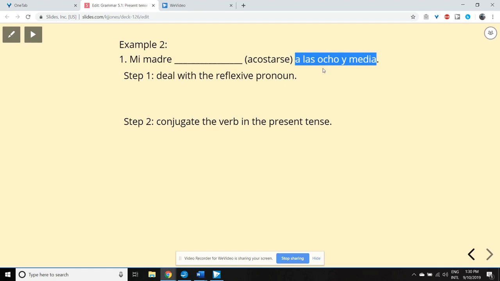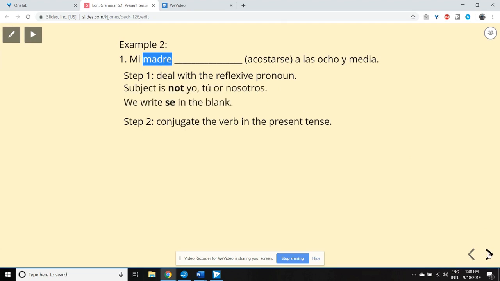So step number 1, we go and deal with the reflexive pronoun. Of course, this is our first task. So we come over here and we look at our subject and we say, is my subject yo, tú, or nosotros? No, it's not any of those. We know automatically then that our reflexive pronoun has to be se. And we write that in the blank.